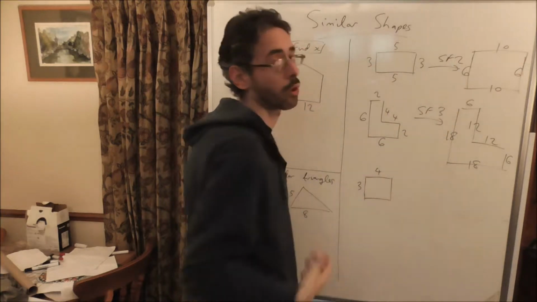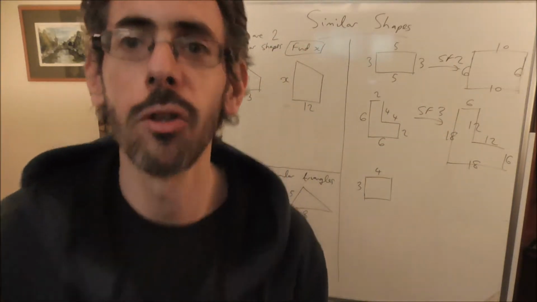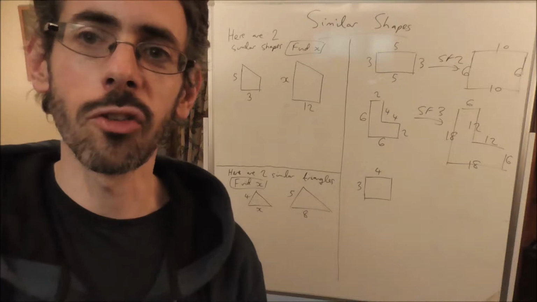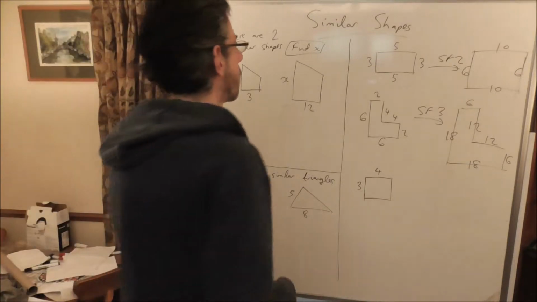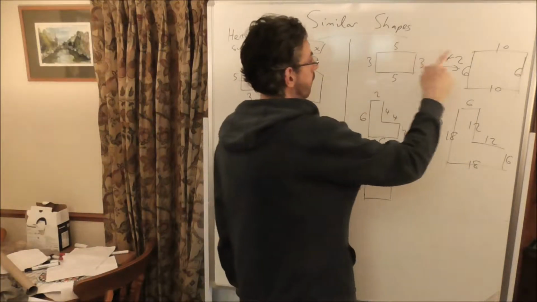Now, when you do an enlargement, pairs of sides in the same position, like this side and this side, are called corresponding sides. I'm going to be using that word quite a lot. It just means sides in the same position. So another pair of corresponding sides would be this side and this side up here.